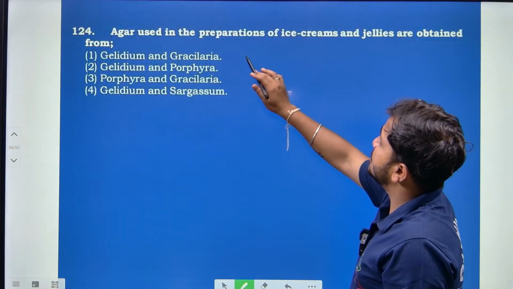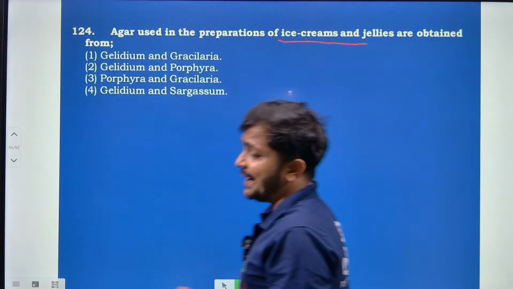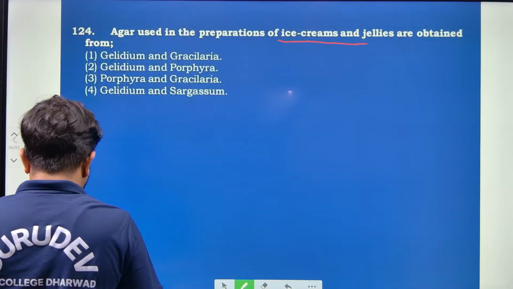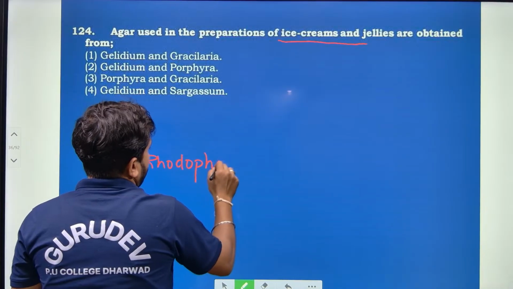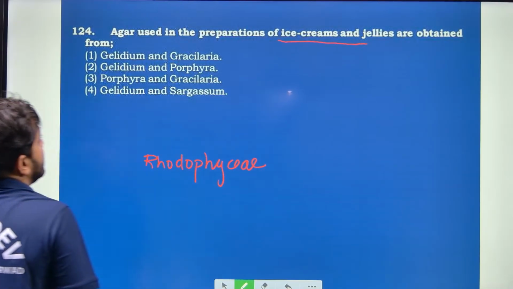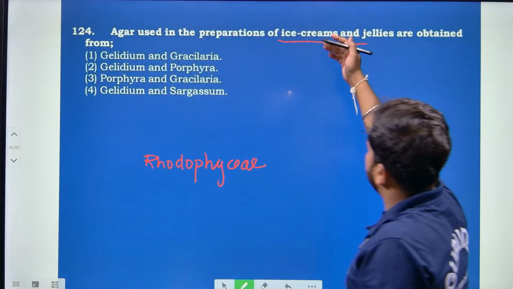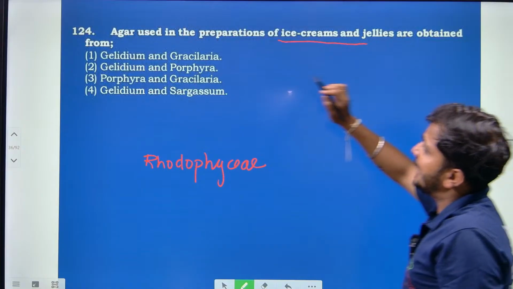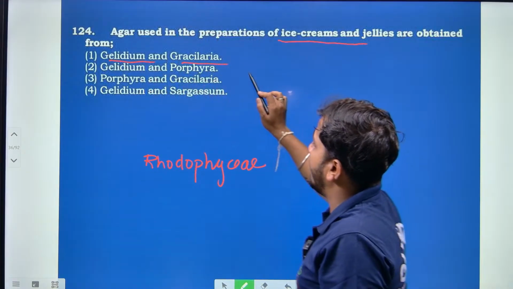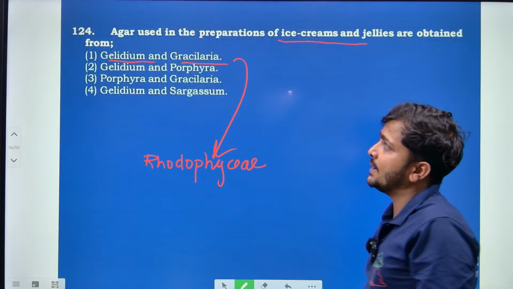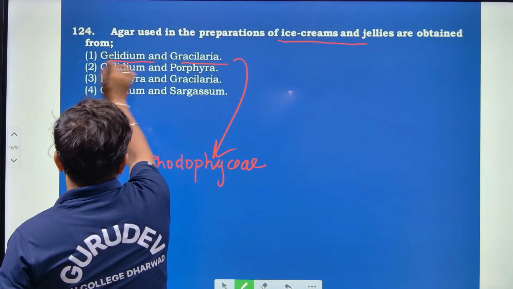Then the agar used in the preparation of ice creams and jellies is obtained from, right? So mainly agar is isolated from the Rhodophyceae members, or we call them the red algae. From there only this agarose is isolated, which is used in ice cream and jellies, and can be obtained from Gelidium and Gracilaria. Those are the Rhodophyceae members, mainly the red algae. So here option 1 is correct.